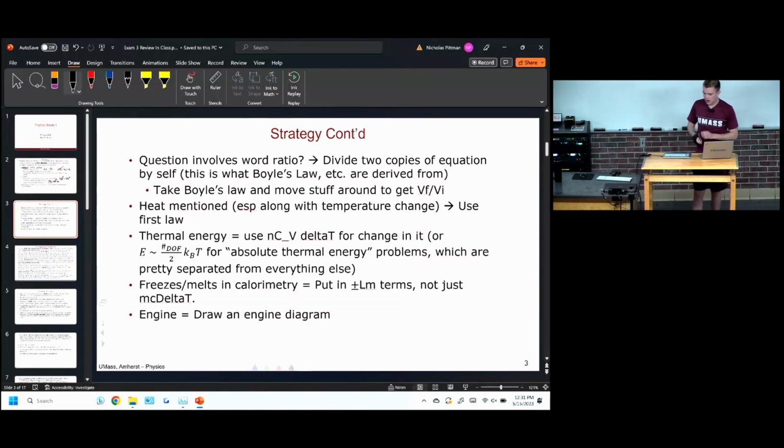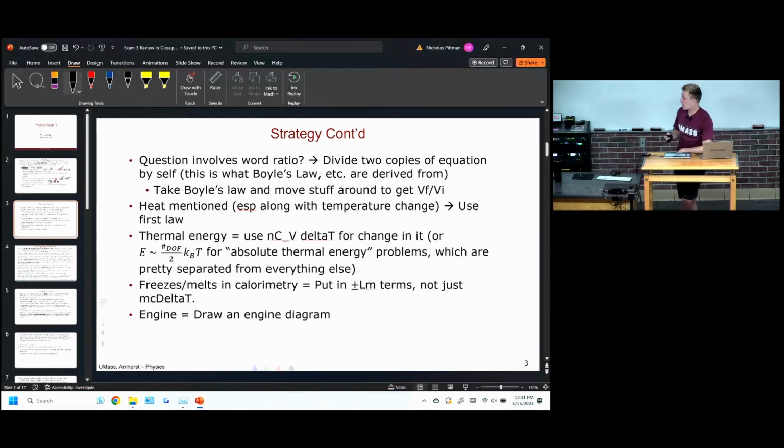Okay, second page of strategy: if the question ever involves something like "find the ratio of volume before the compression and after the compression," you should try, if you can't get it immediately, dividing a copy of the relevant equation by itself. Pretty much this is always the ideal gas law, and that's actually how you derive Boyle's law, so if you just use Boyle's law, that's cool too.